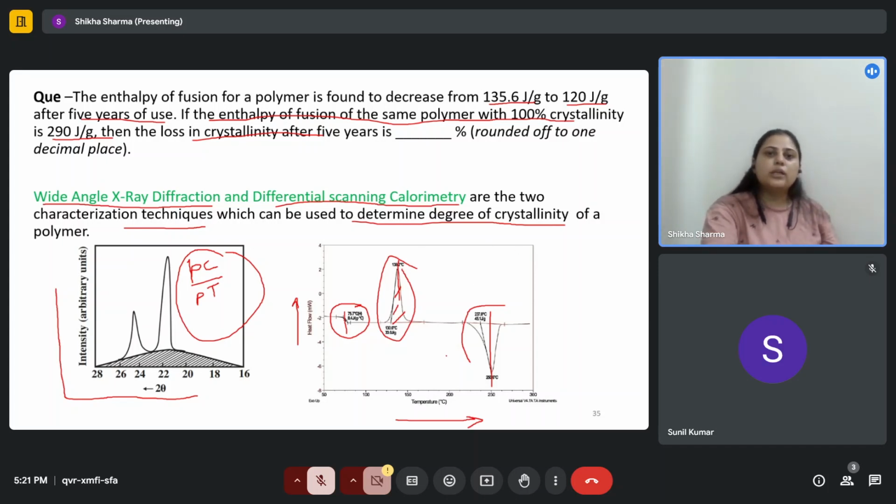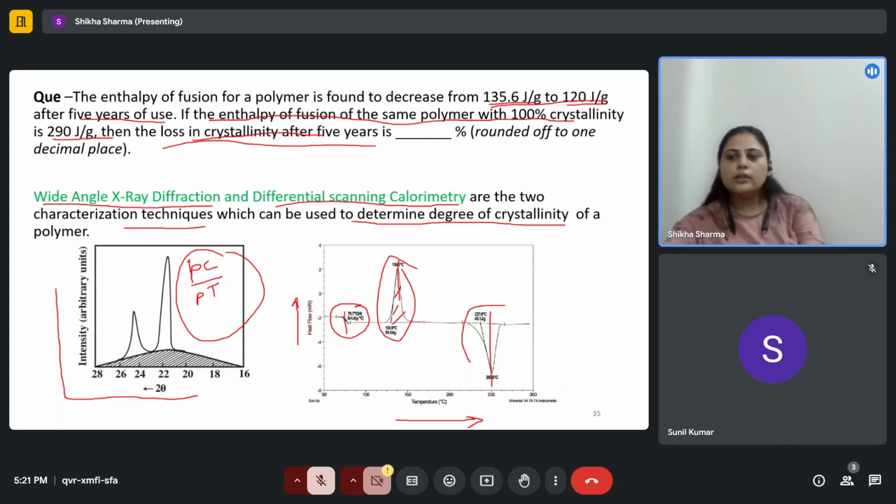So this question is also calculating the degree of crystallinity by the method of DSC. So there is this enthalpy of fusion. It is saying that the enthalpy of fusion at 100% crystallinity is given, and that in 5 years of duration it is decreasing from this to this. So we need to calculate the loss in the crystallinity when the sample is put for 5 years. So is anyone solving this?